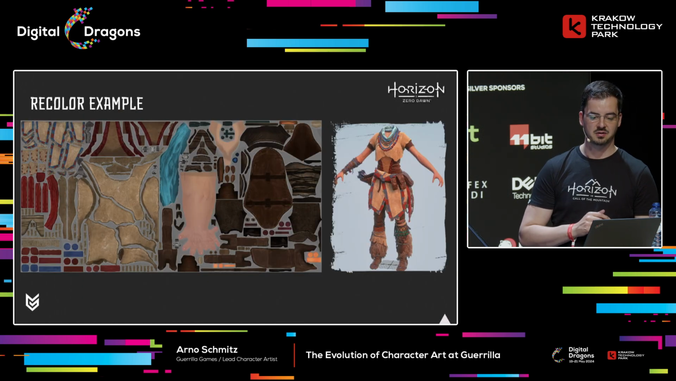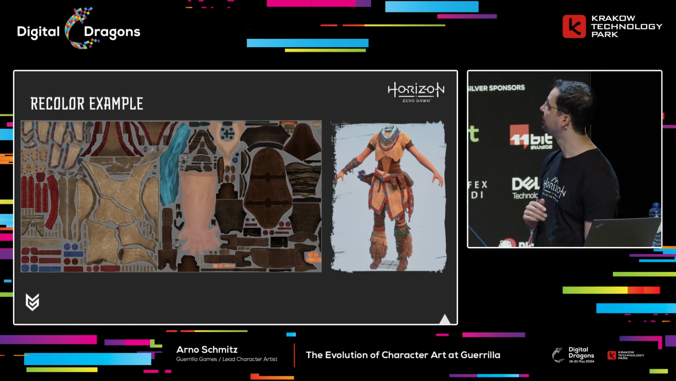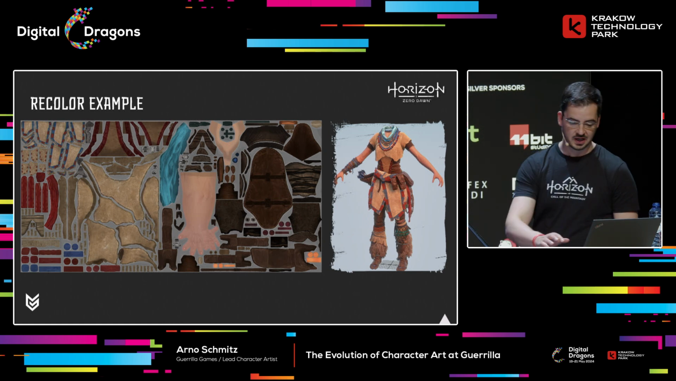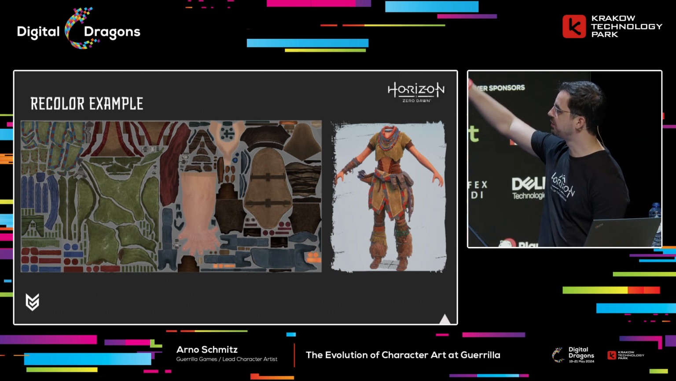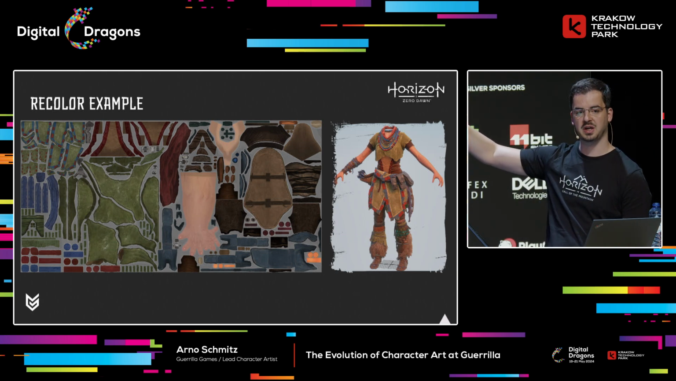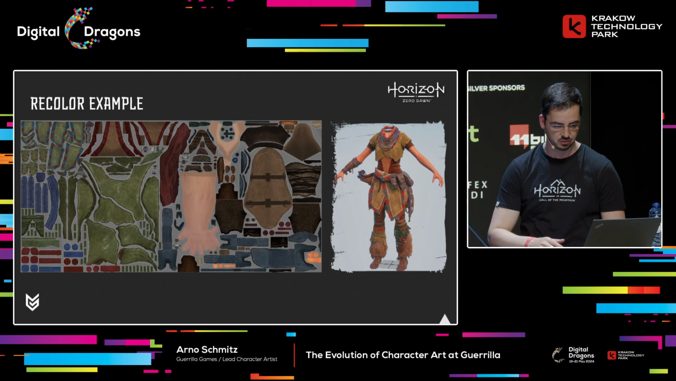Then here, a little bit of an example of how effective this system is. So here we have one of the Aloy outfits, and then just by changing those flat colors below, you can see all the details still behave naturally, and we just have a completely new look for the outfit.